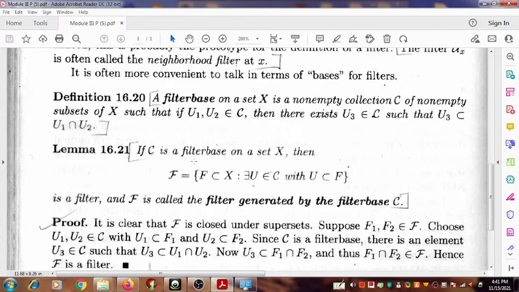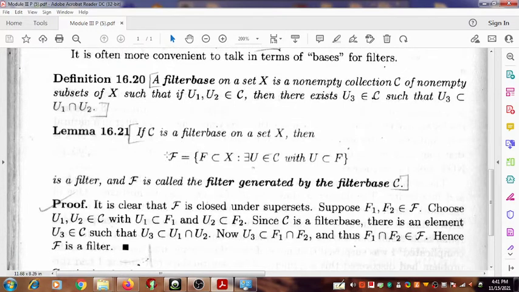Let C be a filter base of a set X. Then the collection script F, defined as the collection of sets F that are subsets of X such that there exists U in C with the property that U is a subset of F.